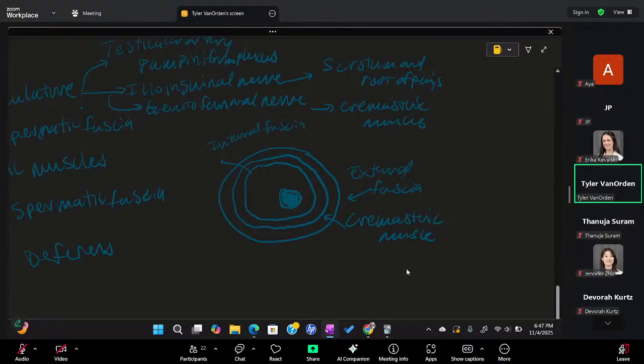This thing that I'm drawing here, that's the ductus deferens. And then you just have your testicular artery, the pampiniform plexus in here. So I'll just put arteries and veins. The last thing that does its own little thing is in between the internal fascia and cremasteric muscle right here. That's where you have the ilioinguinal nerve.